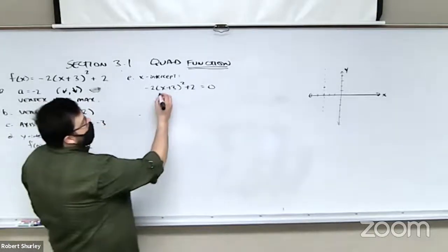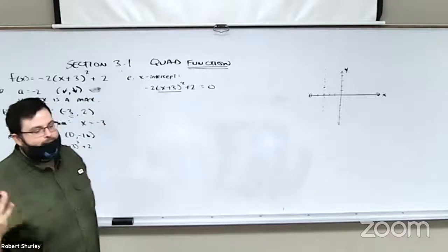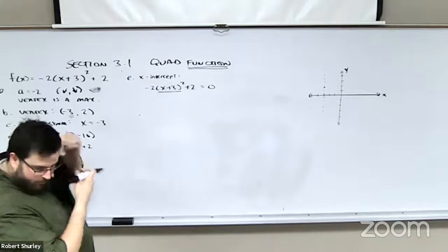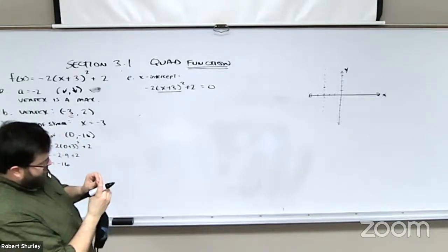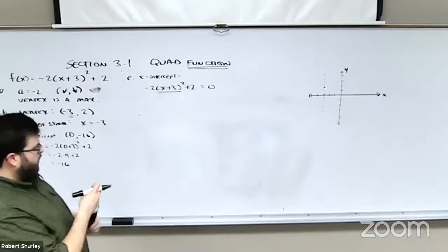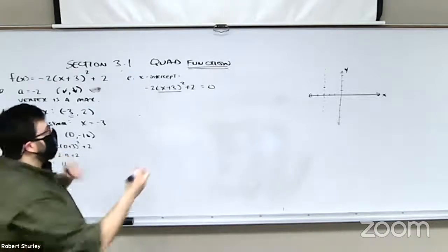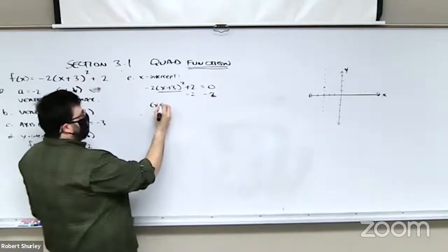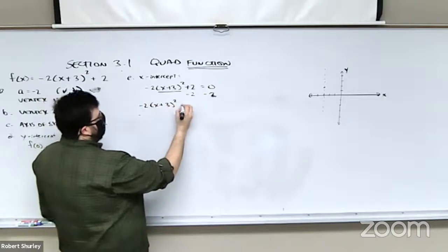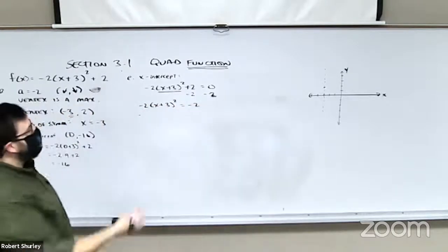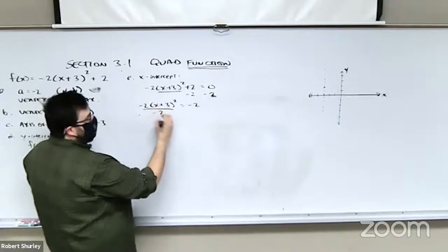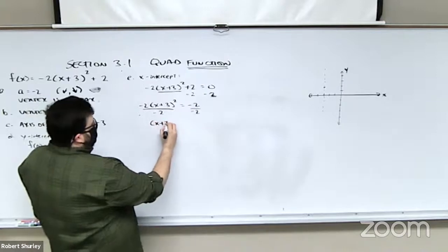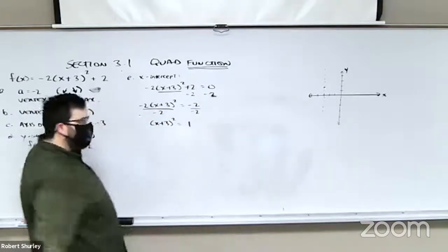The goal with the square root method was to get whatever is being squared by itself, okay? Whatever is being squared by itself. So if I want to get x plus 3 squared by itself, first I've got to subtract the 2. And I get negative 2 times x plus 3 squared equals negative 2. Then I've got to get that negative 2 to go away. So I'm going to divide both sides by negative 2. And I wind up with x plus 3 squared equals a positive 1.